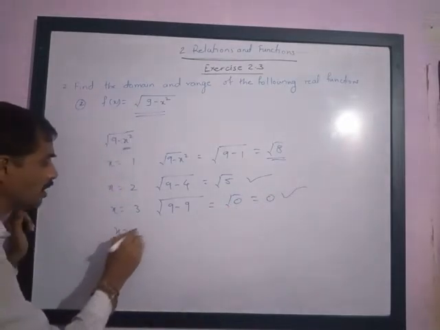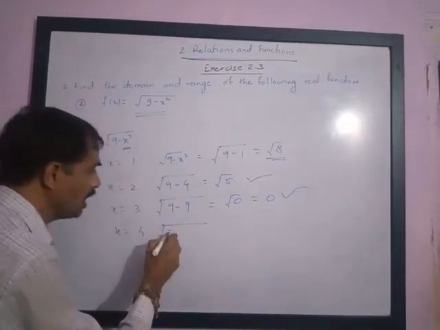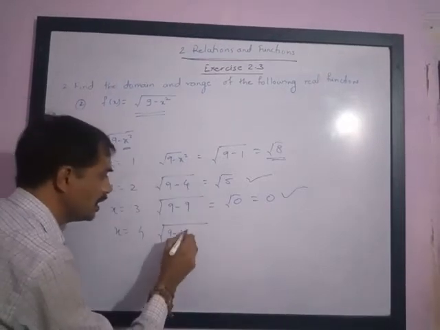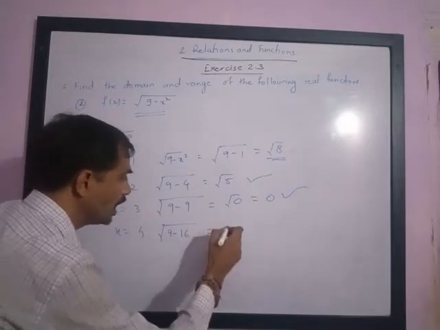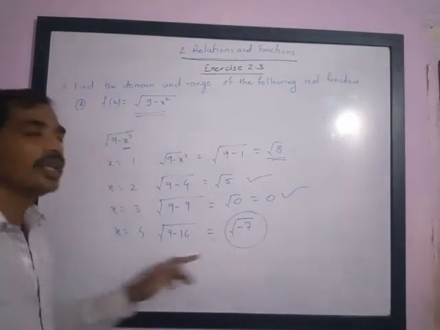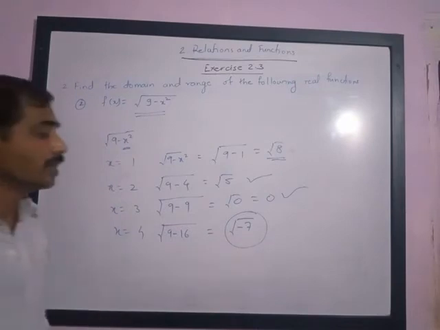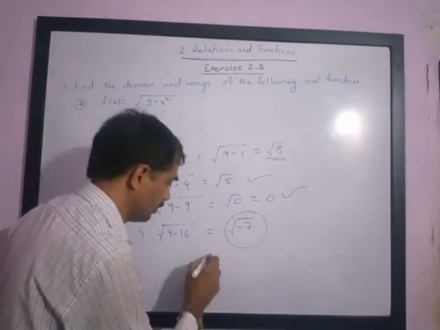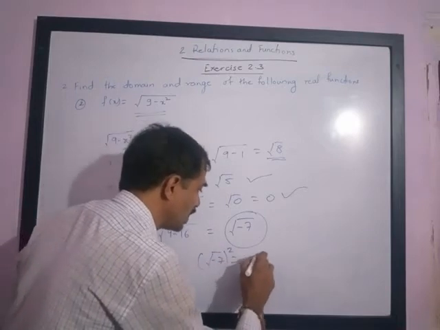If you take x is equal to 4, let us see what happens. We will get root of 9 minus x square, 9 minus 16, which is equal to root of negative 7. Try to understand this. This is not a real number. Root of negative 7 is not a real number. Why? If you square root of negative 7, you will get the answer negative 7.